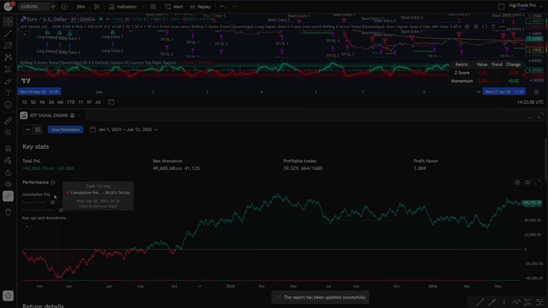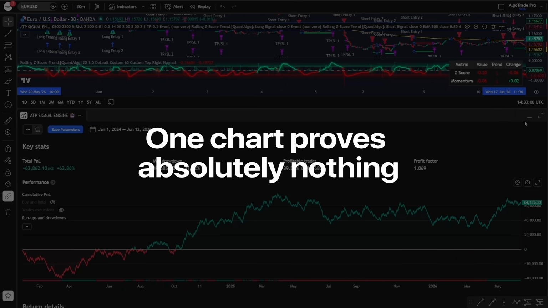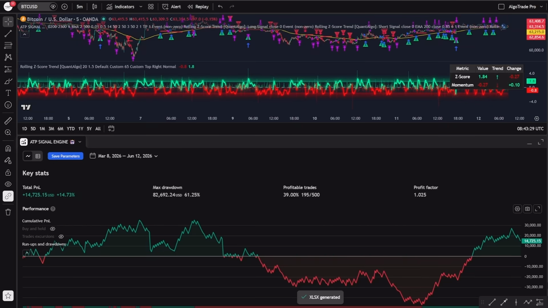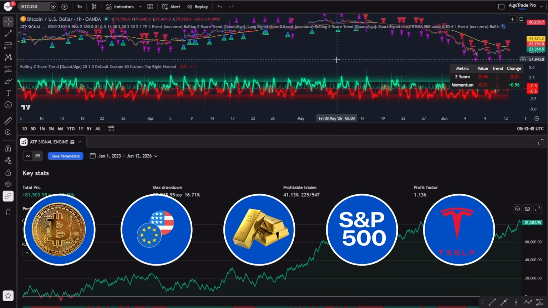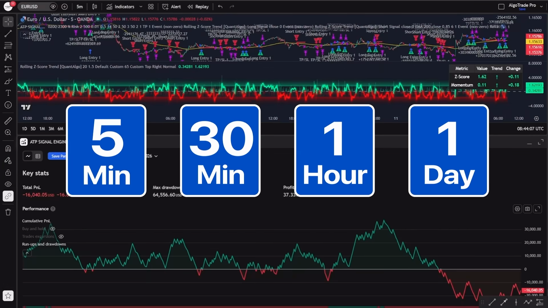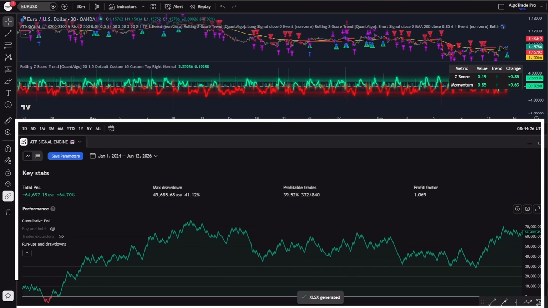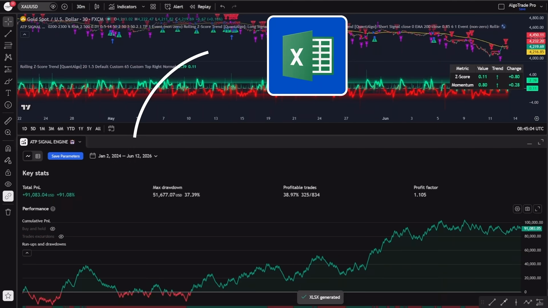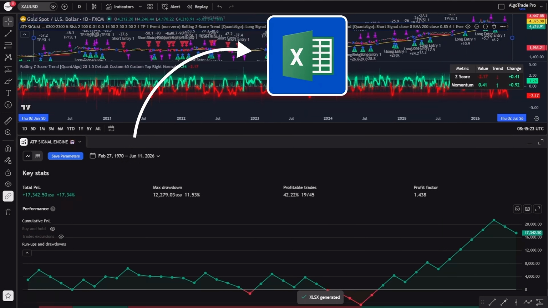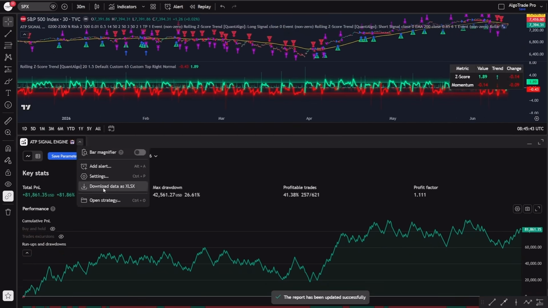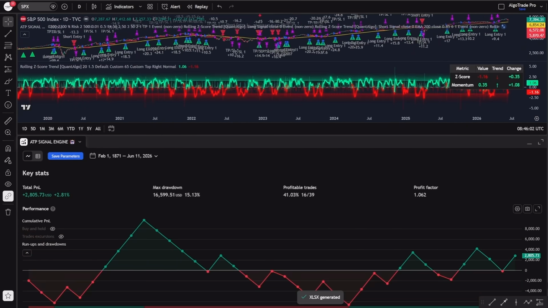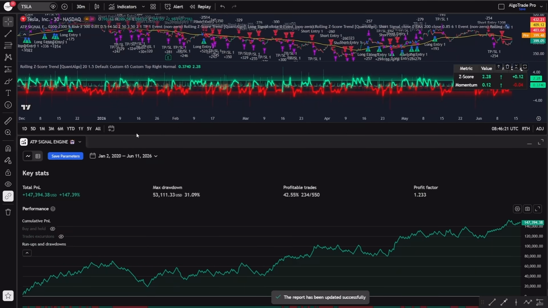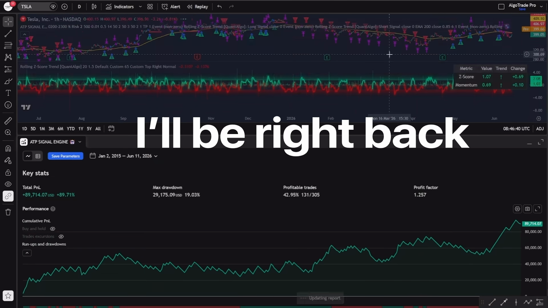But here's a problem, one chart proves absolutely nothing. So now I'm going to run the complete test, 5 assets, 4 different time frames, all available historical data since 2020. Then I will export every trade, combine everything into Excel, and we'll see exactly how this indicator performs in the real market conditions. I'll be right back.